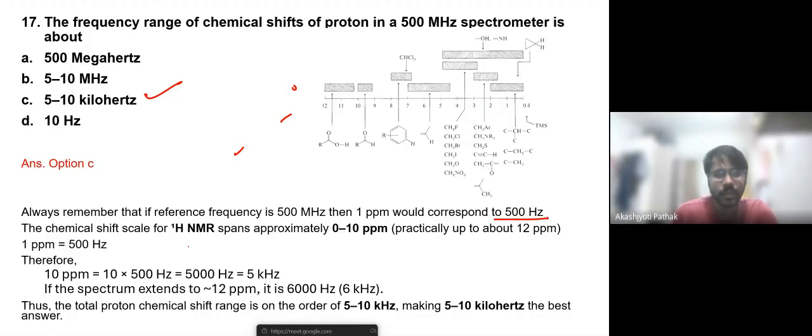That is why you can see that proton NMR spans from 0 ppm to 10 ppm. So 10 ppm would be 500 into 10, and 500 into 10 is 5 kilohertz. But if it extends from 0 to 12 ppm, and you multiply 12 with 500, you will get 6 kilohertz. So that is why the answer is option C.